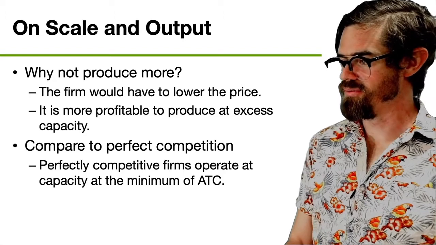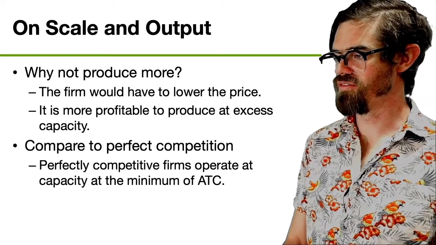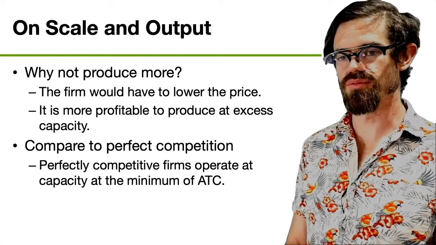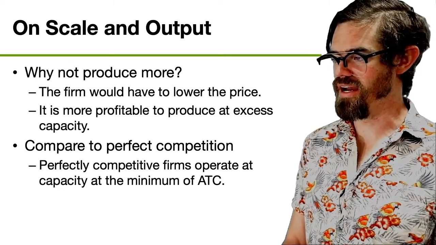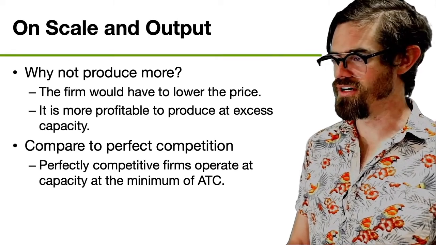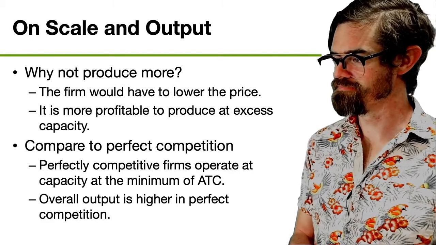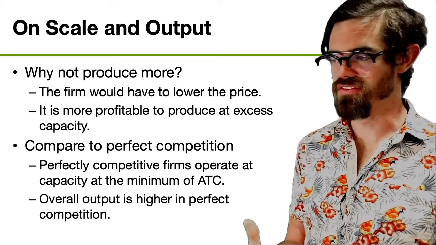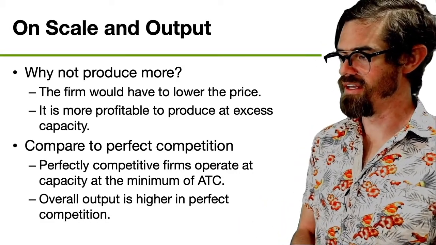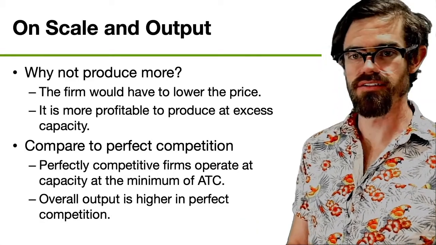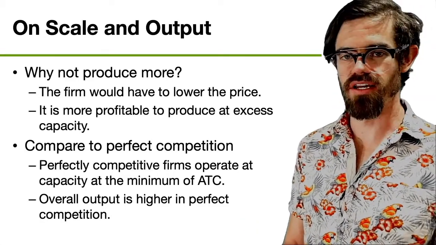So comparing again, perfectly competitive firms operate at capacity at the minimum of average total cost, whereas monopolistically competitive firms don't. And so overall output is higher in a perfectly competitive industry.